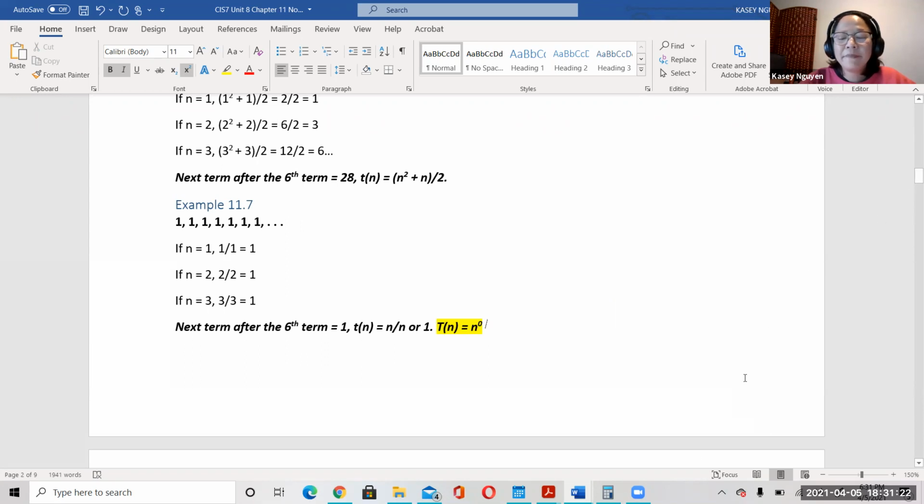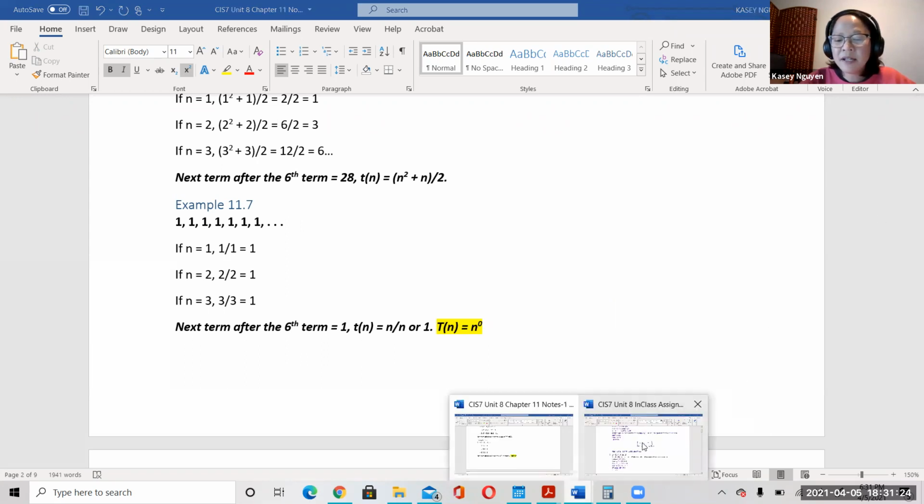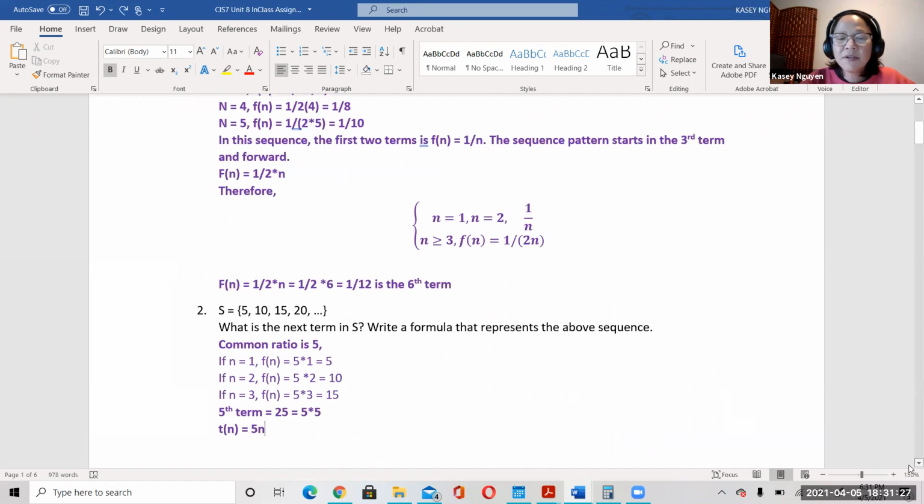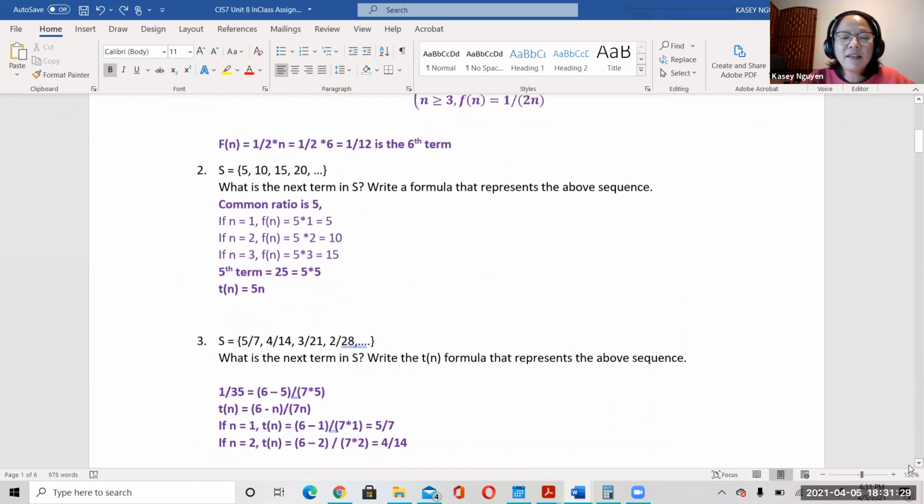Okay, so now let's take a look at the next question that we have to solve. For number 3, it gives you a sequence of 5, 7, 4, 14, 321, 228, and so on. What is the next term in the sequence? Write the T of n equation that represents the above sequence.